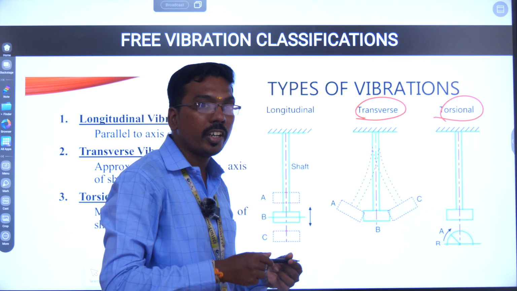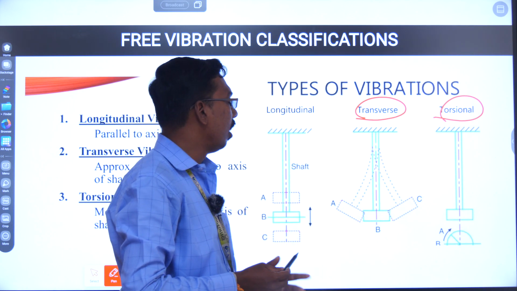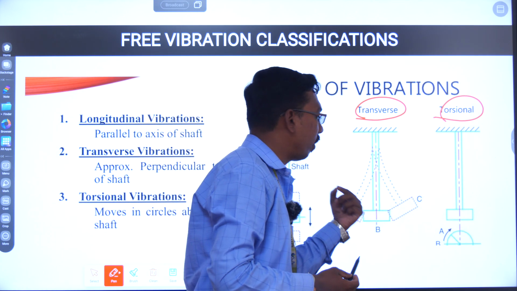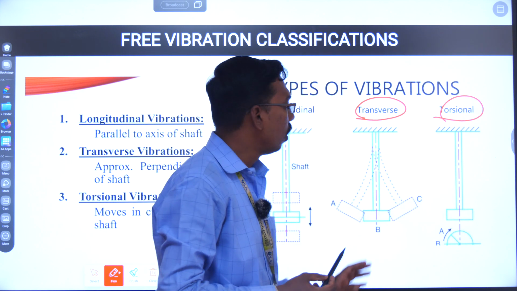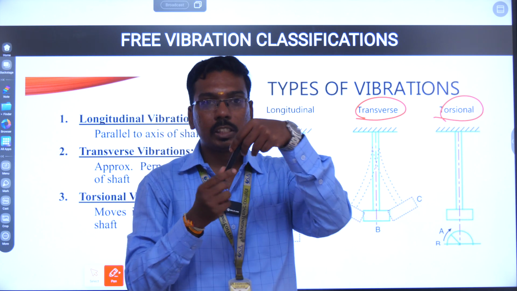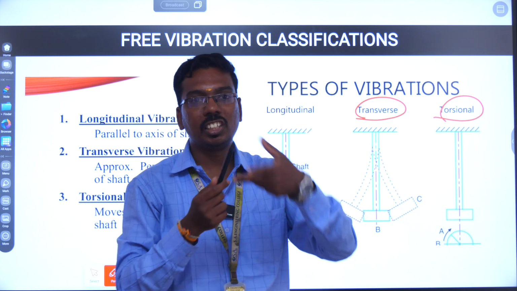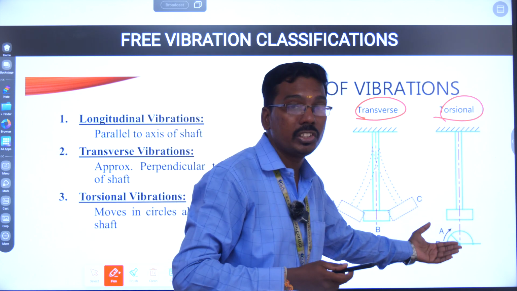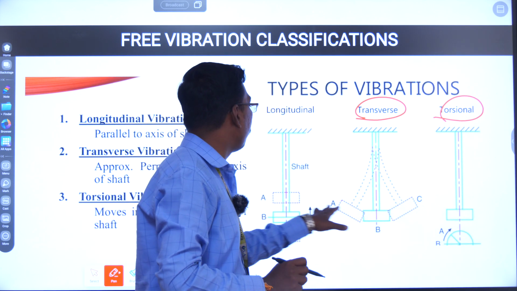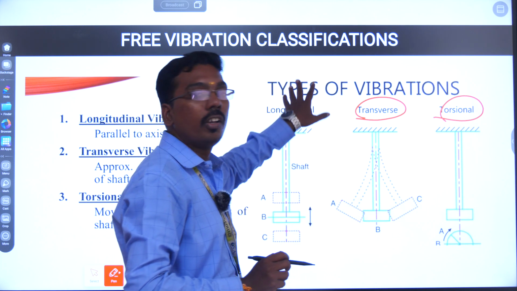What is meant by transverse? Suppose we rotate any pendulum or any material, and it is rotated completely clockwise or anti-clockwise. That is called transverse. What is meant by torsional? Suppose we take a pen with a cap and rotate it in the opposite direction. That is nothing but torsional. If torsion increases, at that time friction also reaches the highest level. Okay, so these three types of vibration are considered in free vibration.